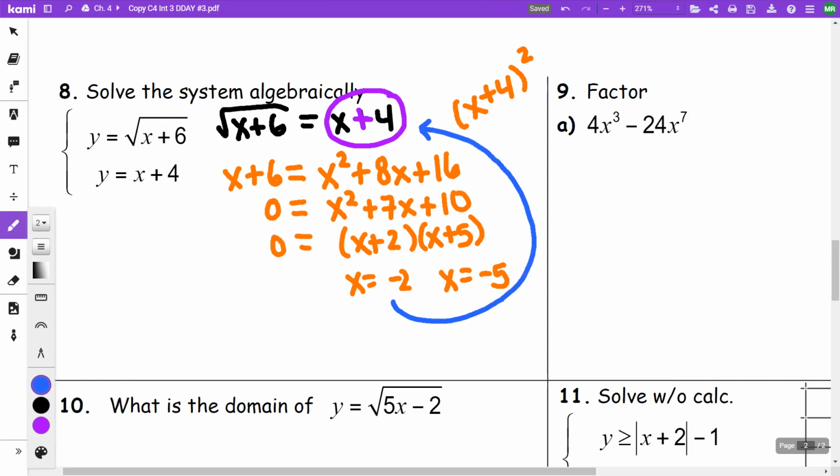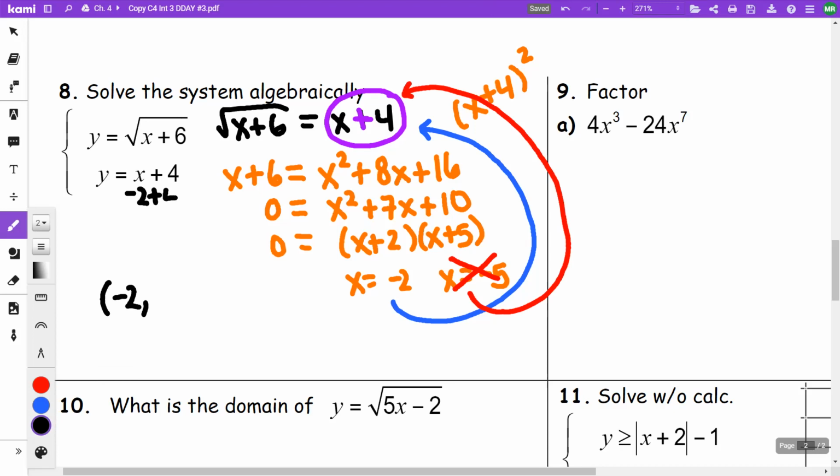So when I put a -2 in here, I end up getting out a 2. So that's acceptable. When I put a -5 in here, that's going to be a problem because that's going to make that negative. So this one's not going to be a point. So I'm going to have 1 point. It's going to be -2 comma. And again, when I put -2 in here, I end up with a +2, and that is my point of intersection.